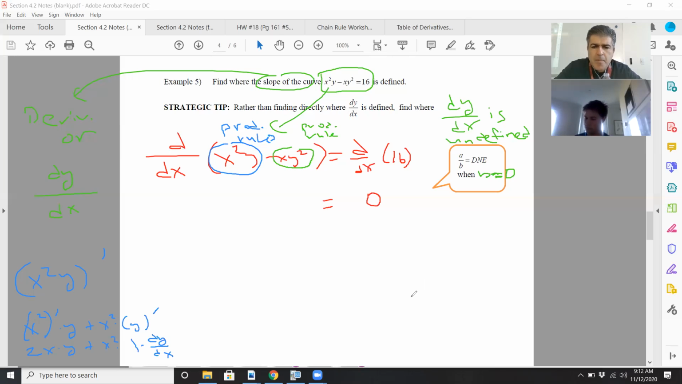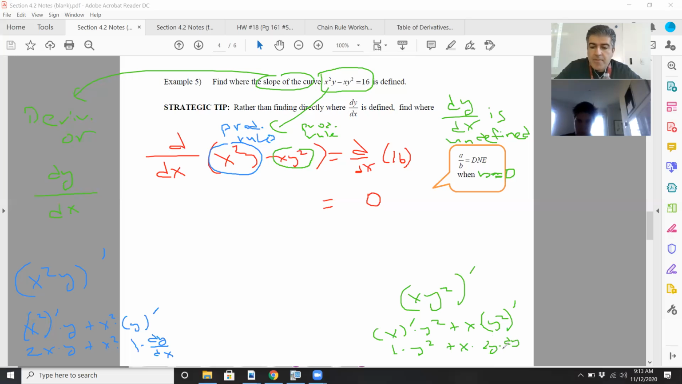That's xy squared. If I take that derivative, so the derivative of x times y squared plus x times the derivative of y squared. So that's going to be 1 times y squared plus x times, now that's 2y times dy over dx. Now you've got to bring those back up.